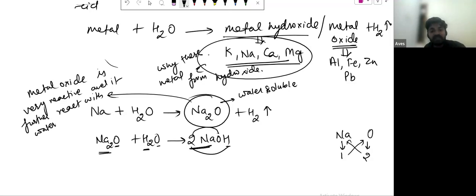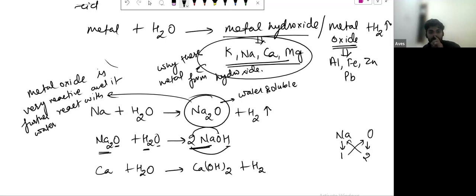Similarly, the calcium oxide is also reactive, and when it reacts with water, it forms calcium hydroxide plus hydrogen gas. You understood?